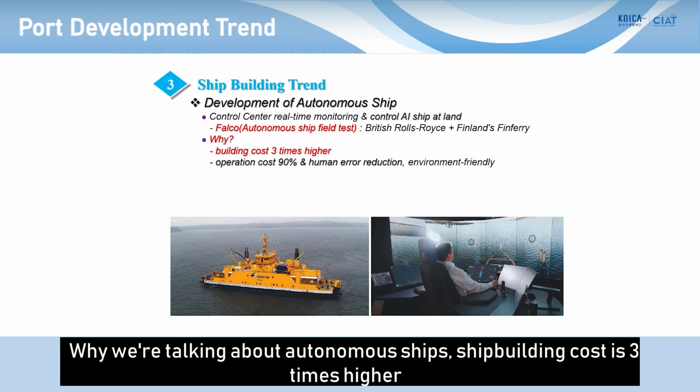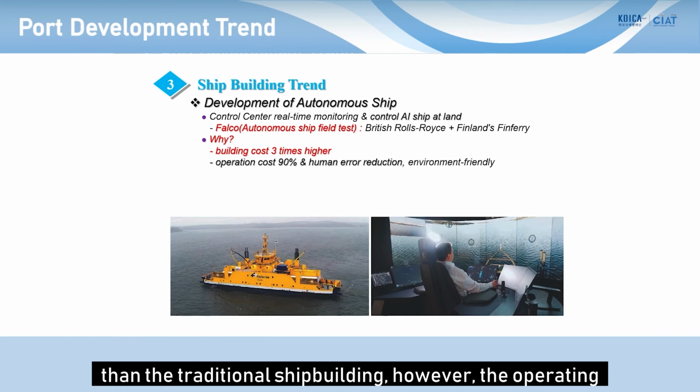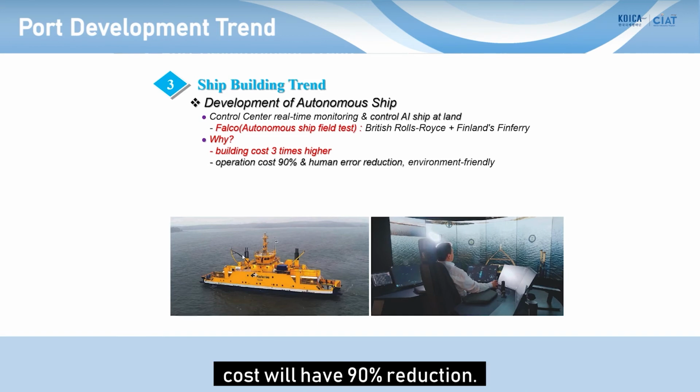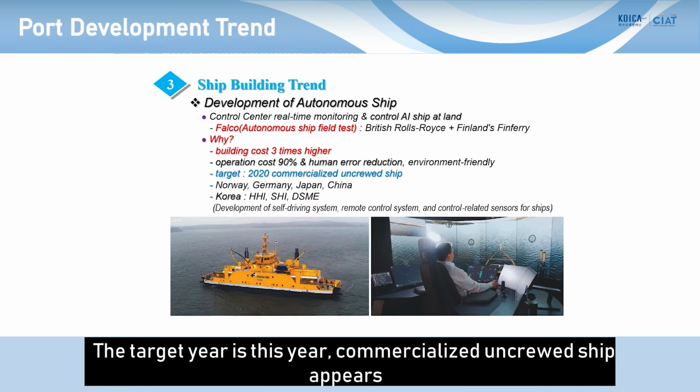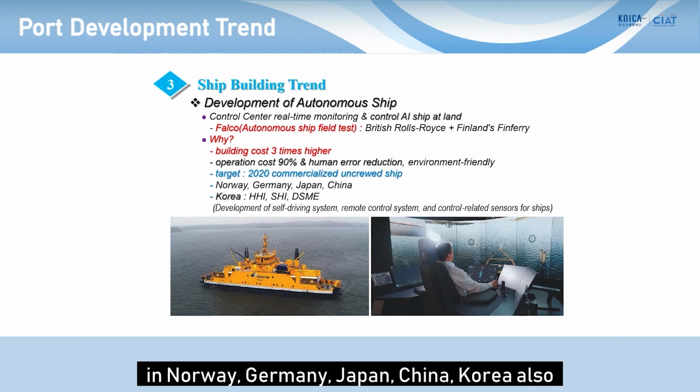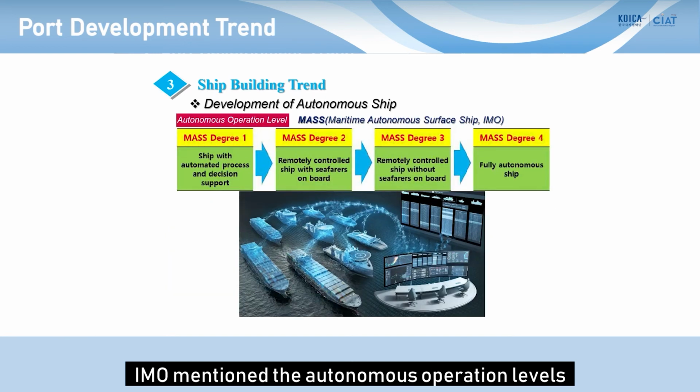Why talk about the autonomous ship? The building cost is 3 times higher than traditional shipbuilding. However, the operating cost will be reduced by 90%, and also human error is reduced. And we make sure it is environment friendly. The target is that this year commercialized unscrewed ships appear. Norway, Germany, Japan, China, Korea also take part in this type of research work together.